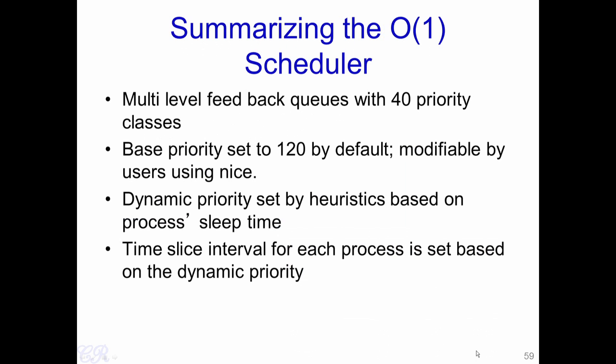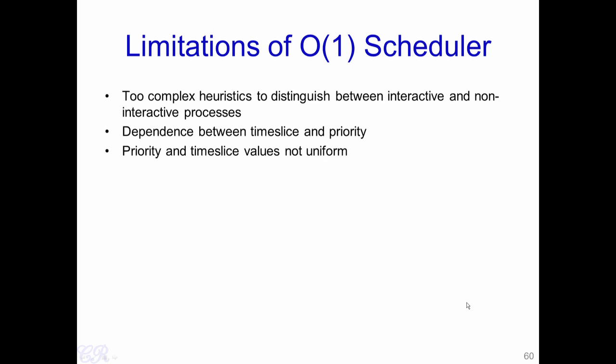So, summarizing the O(1) scheduler, it is a multi-level feedback queue with 40 priority classes. The base priority is set to 120, but modifiable by the use of this command called nice. The dynamic priority set by heuristics is based on the process's average sleep time. The time slice interval for each process is set based on the dynamic priority.